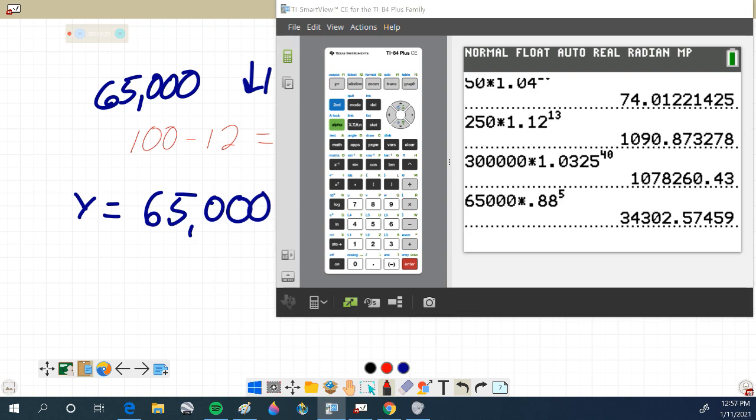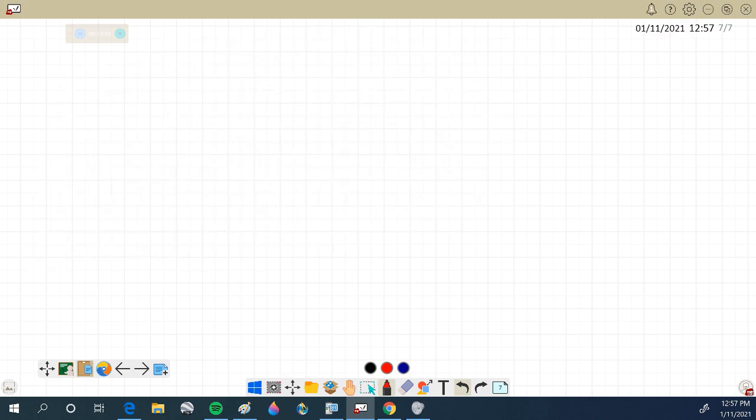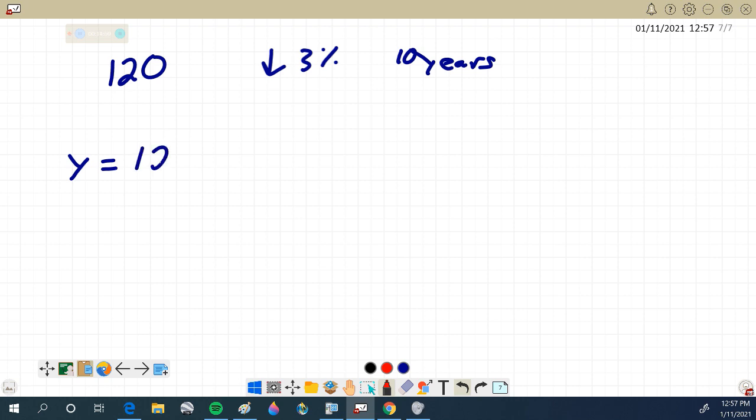All right. What if you had $120 in the bank and it's dropping at 3% per year for 10 years? How would you do that? Y equals 120 times 0.97. If you lose 3%, you keep 97% and raise that to the 10th.